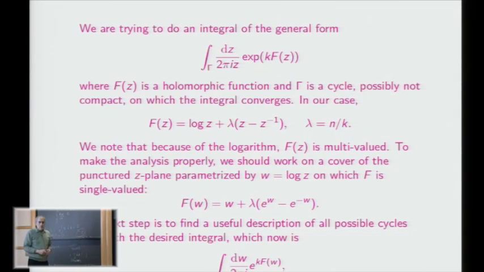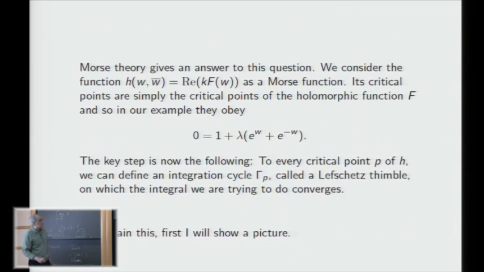Yes. So we want to discuss all possible cycles in which this integral converges. Morse theory gives an answer to the problem of describing all possible cycles in which this integral would converge. We consider the real part of the exponent as a Morse function. Its critical points are just the critical points of the holomorphic function f. So in our example, they obey this equation. And that's a quadratic equation for e to the w, so you can find them all.